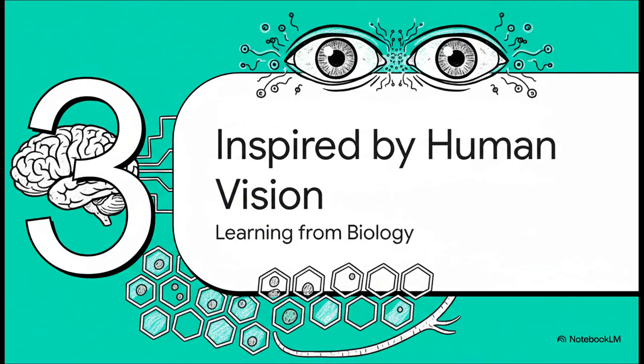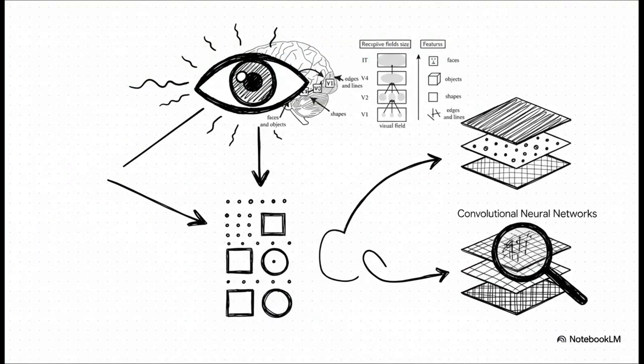So, if standard networks are out, what's the answer? Well, the big breakthrough came from looking at the single best image processor on the planet, the human brain. This diagram shows the amazing journey information takes from our eyes to our brain. You know, seeing isn't just one single event. Our brain's visual cortex actually processes what we see in layers, building up understanding piece by piece. And this exact step-by-step process is the blueprint for what we call convolutional neural networks.